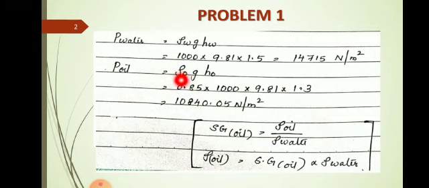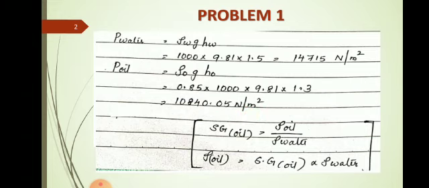So rho O will be equal to 0.85 into 1000, then g 9.81, and height of oil h O will be equal to 1.3. Multiplying all these, you will get 10840.05 Newton per meter square.